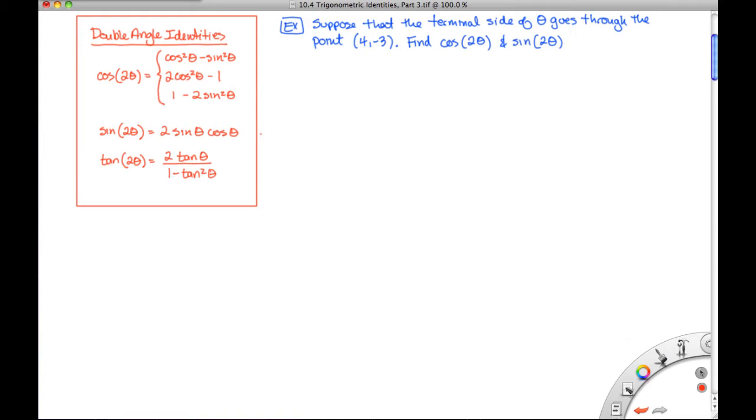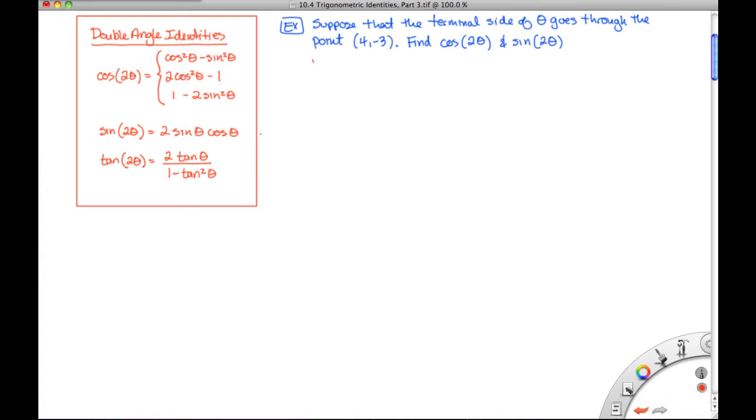Now this is not a scenario we're unfamiliar with. We've done problems like this in 10.2 and 10.3, this idea of a side going through a particular coordinate. But here we're asked to find the cosine and the sine of 2 times theta. So lots of common steps here, but we do need to use these double angle identities in the end. So here's what I would recommend. These are the steps that I'd recommend that you take as you work through this one.